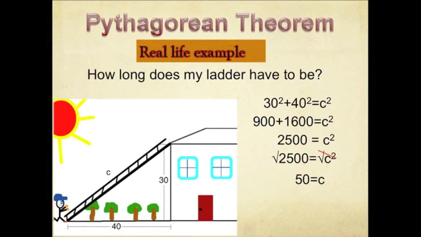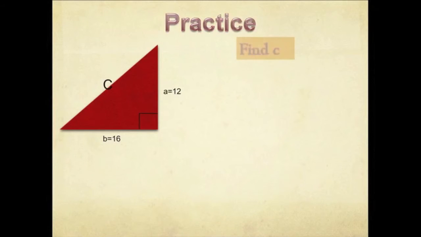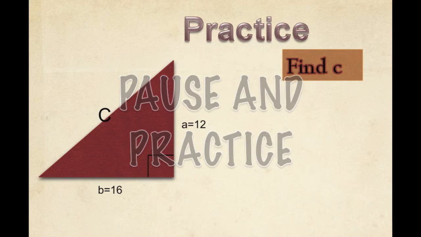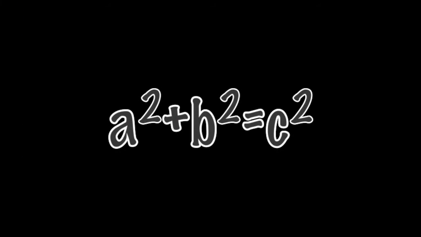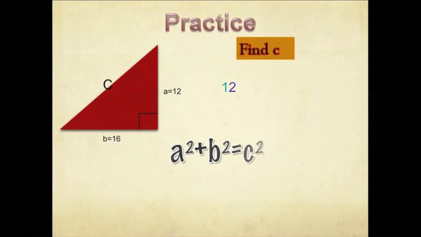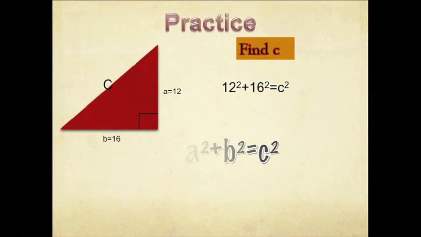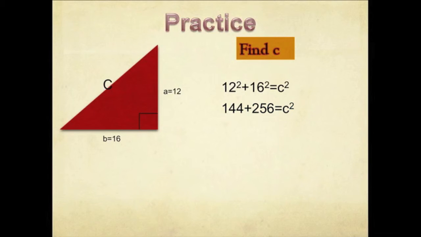Now you practice. Here we have a triangle that measures 12, 16, and we do not know the hypotenuse c. Find c. Using our Pythagorean theorem, a squared plus b squared is c squared, we get 12 squared plus 16 squared equals c squared. 12 squared is 144 plus 16 squared, which is 256, equals c squared.